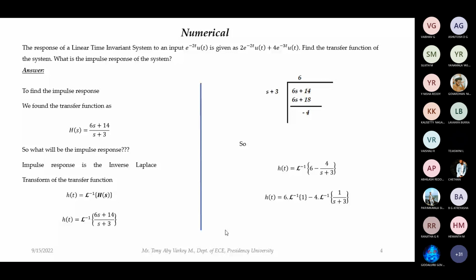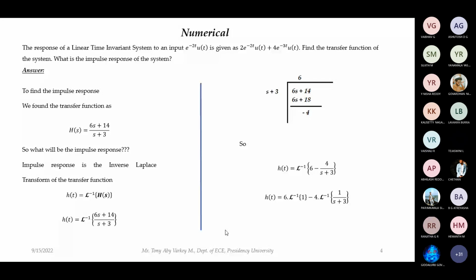Now can you tell me what is the Laplace inverse of 1? Laplace inverse of 1 is not t, right? Laplace inverse means from the Laplace transform, you are finding the time domain signal. What is the Laplace inverse of 1 by s plus 3? That is simple, you can tell. E to the power minus 3t, u of t.